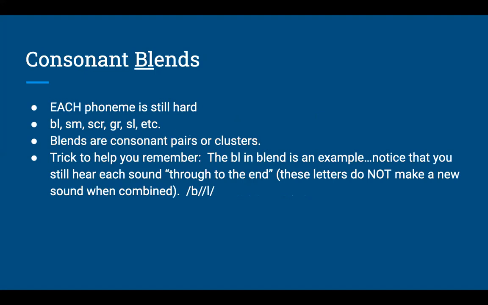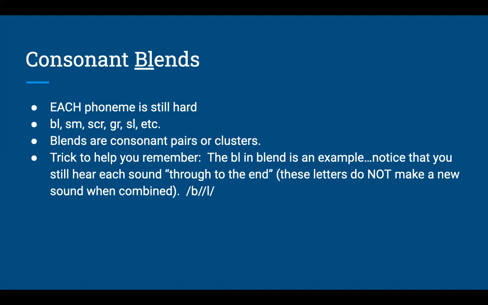And then consonant blends, we talked about those under the phonological awareness umbrella. It's when you hear outwardly each sound that the consonant makes. So the word blend itself has a blend at the beginning of the word, the b, l, where you hear both of those sounds. So each phoneme is still heard. Words like blame, smile, scream, grin, slime, things like that, where you hear both of them, those are consonant blends.